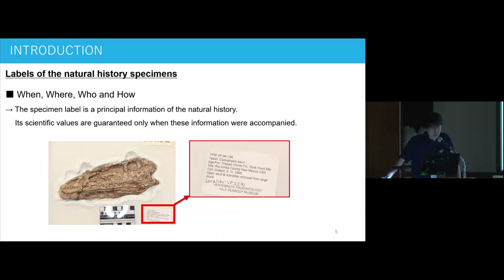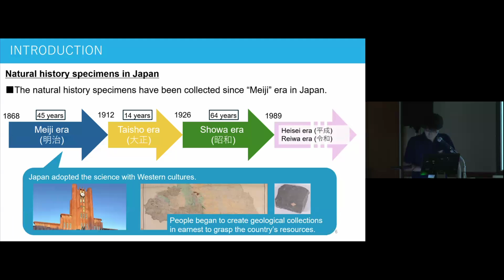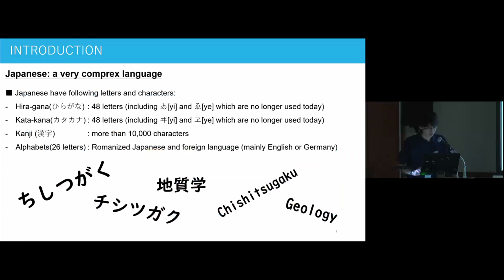Basically, the data on where, when, and who collected the specimen is the principal data to guarantee the scientific value of the specimens, of course. In Japan, natural history specimens started to be collected in the Meiji era, about 150 years ago. Geological specimens such as minerals and rocks were collected in earnest to grasp the natural resources in Japan at this time, the Meiji era. The specimens we are talking about were also collected in the Meiji era.